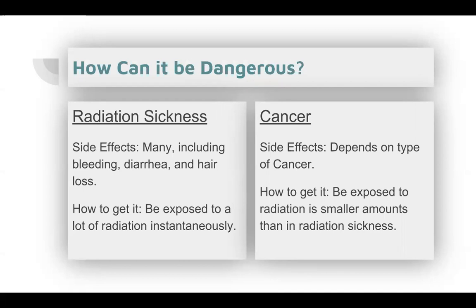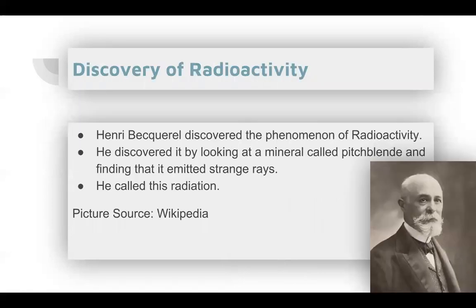How do you get radiation sicknesses? That's basically being exposed to a bunch of radiation instantly. But cancer, on the other hand, is kind of the opposite. It's a little bit over a long period of time. So gradually.